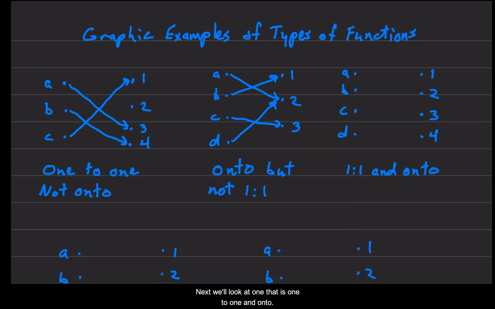Next, we'll look at one that is one-to-one and onto. This is domain set {A, B, C, D}, codomain set {1, 2, 3, 4}. Element A maps to 4. Element B maps to 1. Element C maps to 3. Element D maps to 2. Every element in the codomain is mapped to by an element from the domain, so that is onto, and every element in the image is mapped to by exactly one element from the domain, so it is one-to-one.